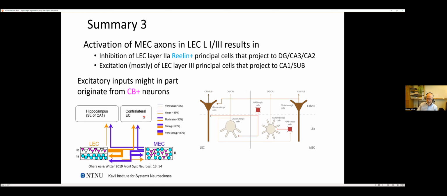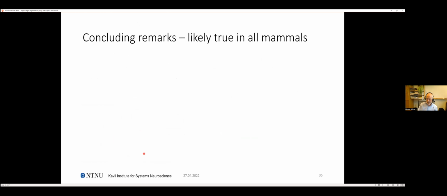We think that that excitatory input from here to there may actually come from the calbindin cells, because a couple of years ago, we published a paper that shows that calbindin cells have a very strong excitatory input into the superficial layers of the lateral entorhinal cortex. Now we're still working on this, so combining this piece of evidence with this excitatory piece of evidence, it looks like a very logical and likely candidate. So where did this leave us?